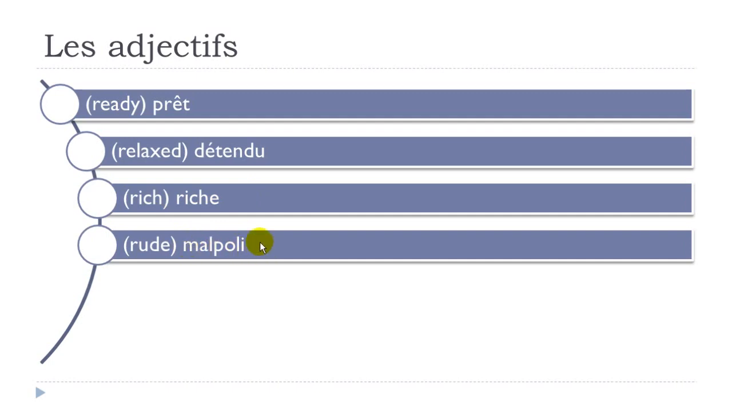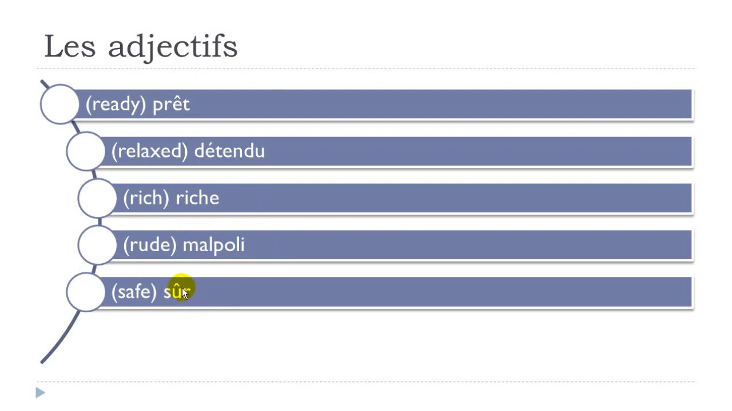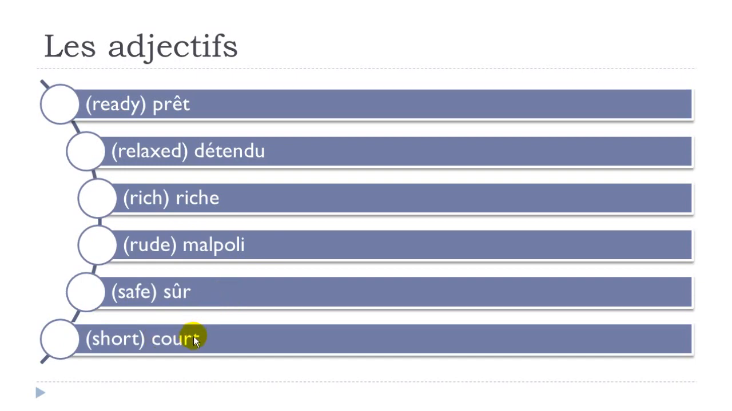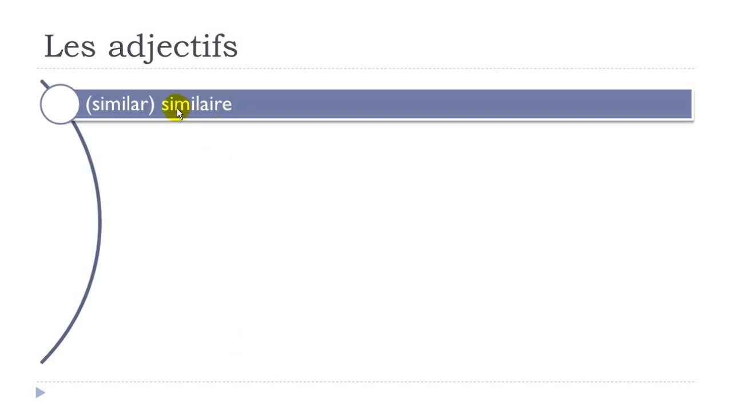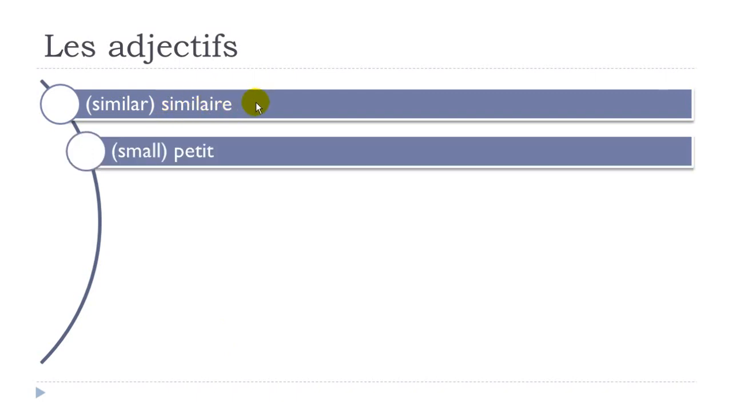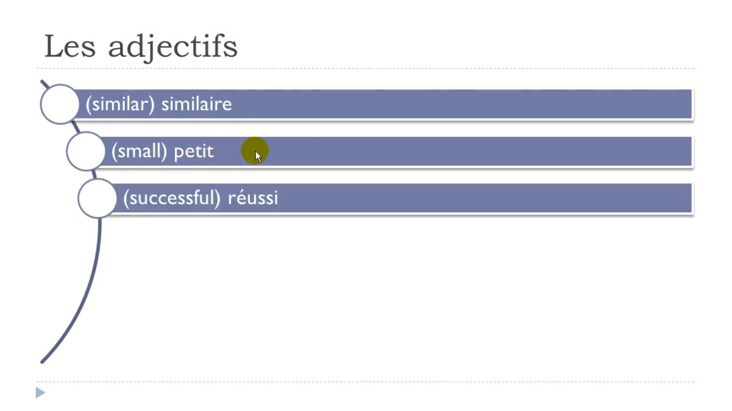Malpoli. Sûr. Accent circonflexe on the top of U. Sûr. Court. Final T not pronounced. Court. Remember, when you combine this O and U together, you get the sound OU. Similaire. Final E not pronounced. Petit. Okay, remember to pronounce this E like a E. Petit. Final T not pronounced. Réussi. Okay, first you've got this E, then U, and double S, so really strong S and E. Réussi.